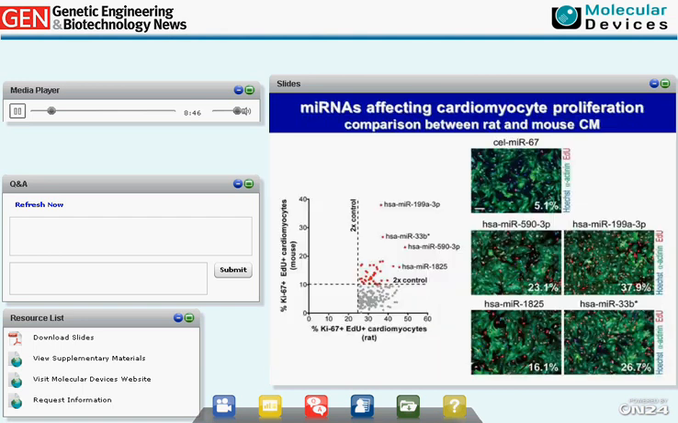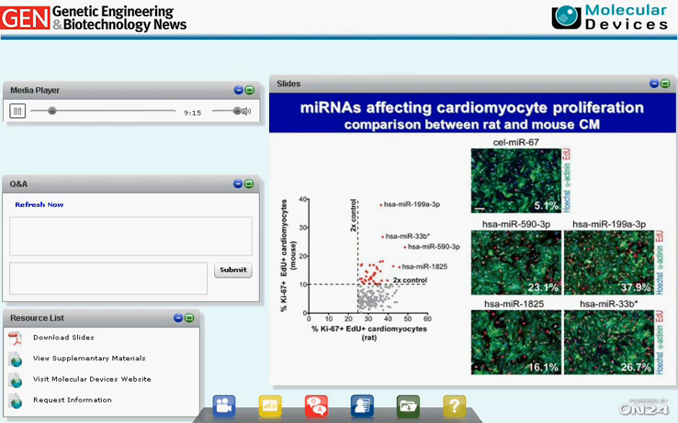So then what we decided to do was to take these 200 microRNAs that we tested initially in rats and then retest these microRNAs in mouse cardiomyocytes. And so we did this for two reasons. The first reason is that the mouse cardiomyocytes proliferate in basal conditions less than the rat cardiomyocytes. So it's slightly harder to make a mouse cardiomyocyte proliferate than a rat cardiomyocyte.